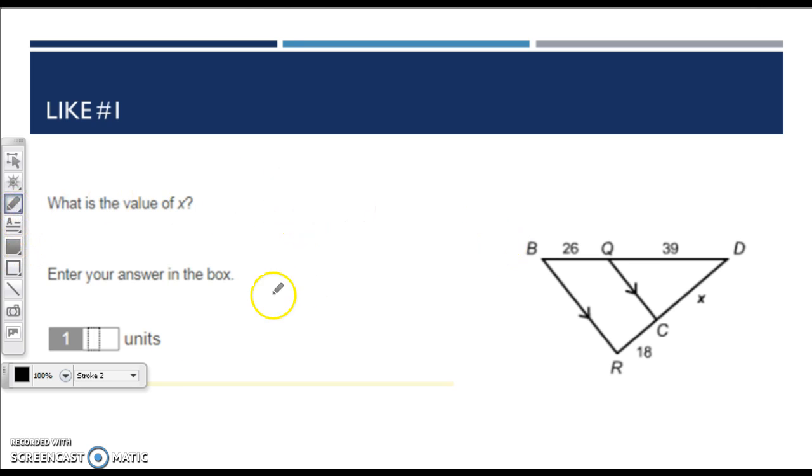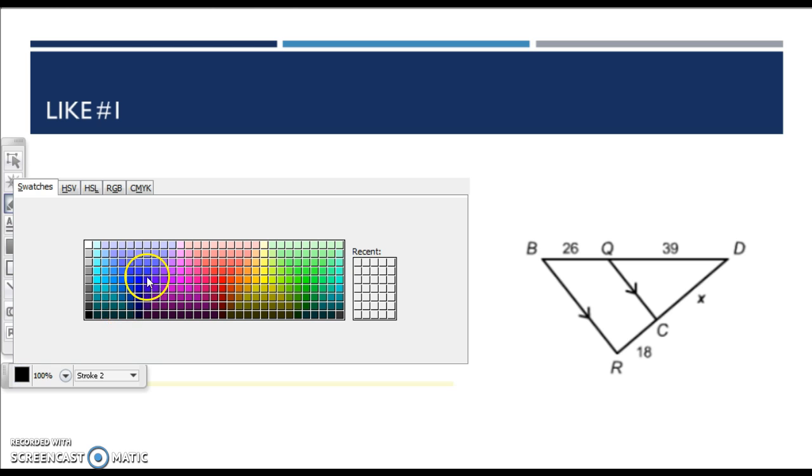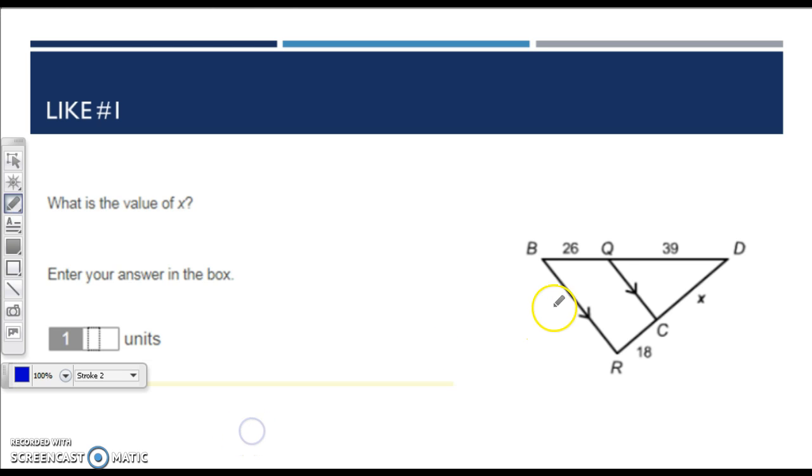And so what I'm going to do is compare the smaller triangle to the larger triangle. So I'm going to do small over large, small over large, and I'm going to do the segment on the top and then the segment on the bottom. Now remember, I just label these so I don't get anything mixed up.